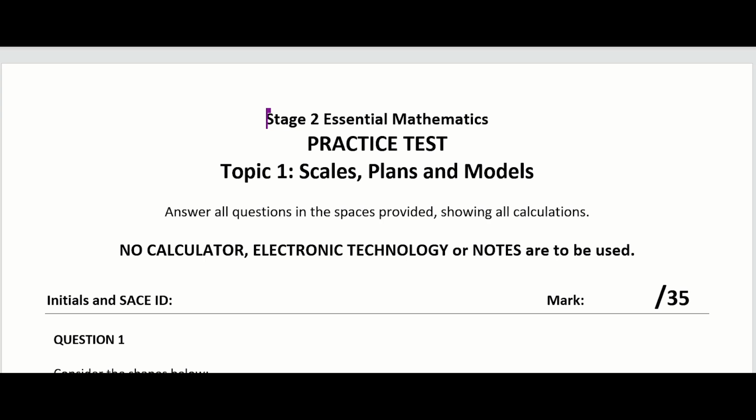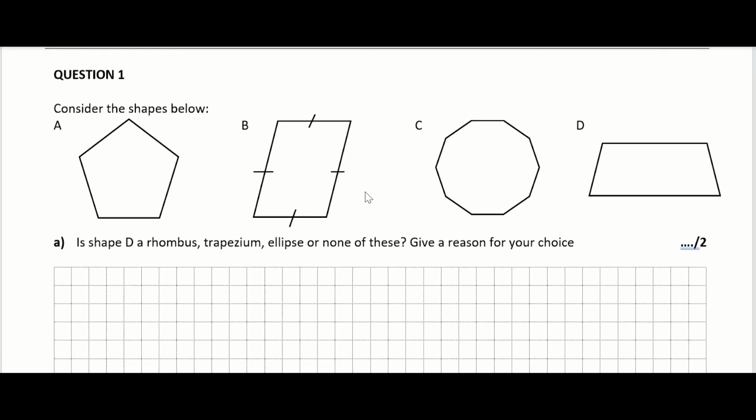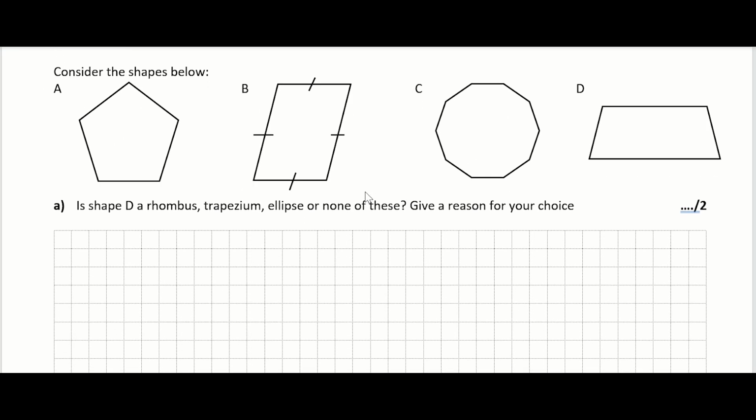Okay, so today we are looking at the practice test. This is on scales, planes, and models. Alright. Shape 1. I'm not going to actually give you the answer for this one. I hope that you guys know it, but the thing that you need to make sure you are aware of is that you give your explanation here. Give a reason for your choice. You can't just say that it is shape D. You need to explain why using the terminology from the textbook around the definitions of those shapes.